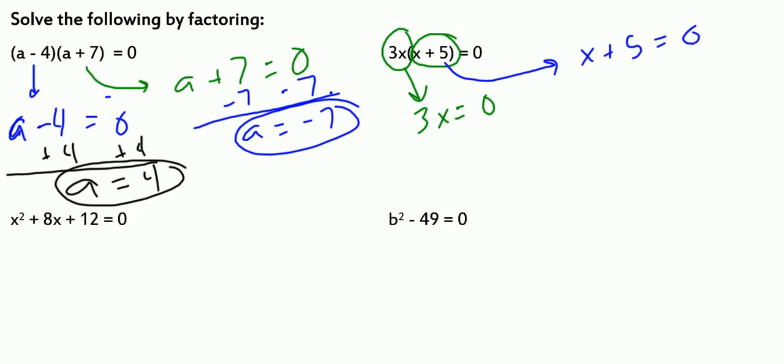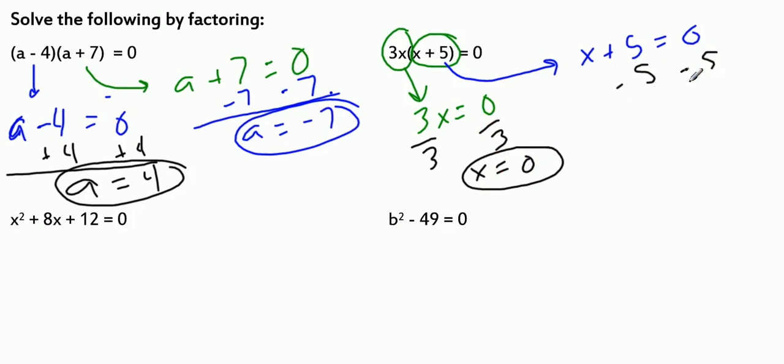Now, this first one may look a little bit different, because it's not an x plus something, it's a 3 times x. So how do we solve for x? We divide by 3 on both sides, and we get x equals 0. 0 is a perfectly fine answer. Okay. On this one, we're going to subtract 5 on both sides, and we're going to get x equals negative 5. Okay, so again, it's already factored for us. We have our two answers. Okay, so that's the new material.